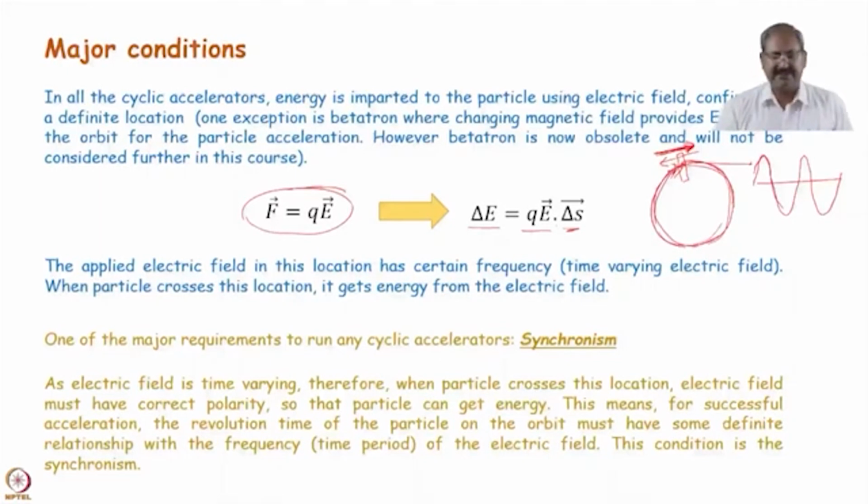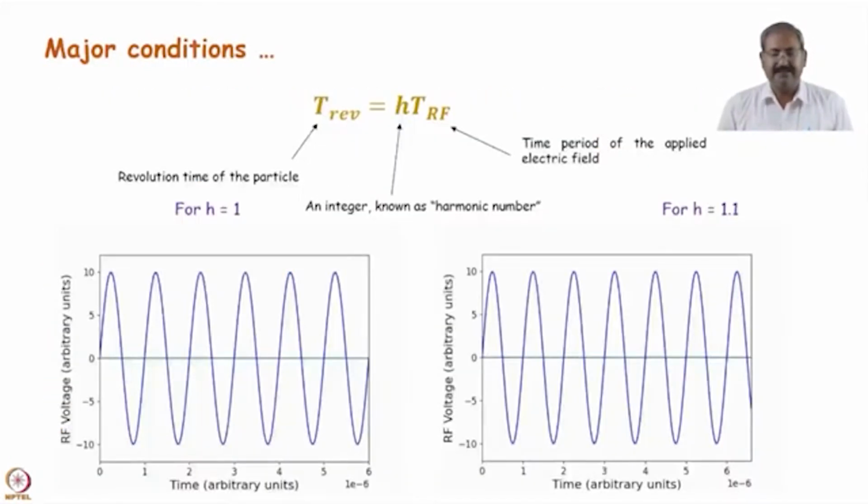And this condition is known as synchronism. One of the major conditions to run a cyclic accelerator, or any accelerator which has a time-varying field for particle acceleration, is that synchronism has to be achieved. There should be a synchronization between the arrival time of the particle in the cavity and the time of the RF field which we are applying in the cavity for particle acceleration. It means T revolution should be some integer multiple of the RF time period.